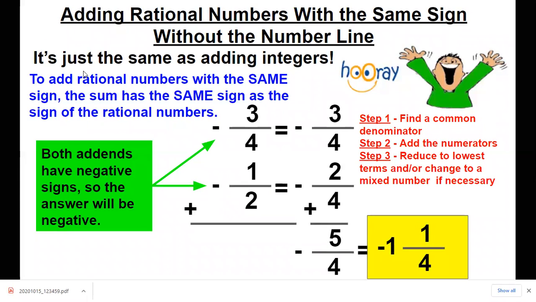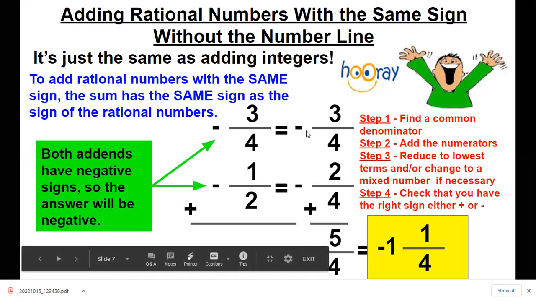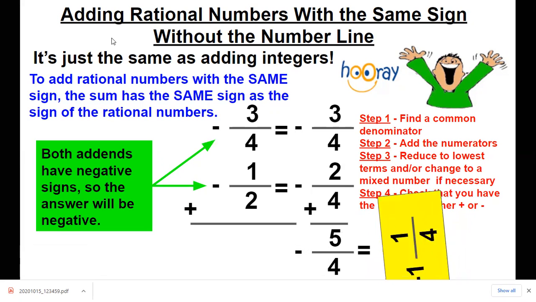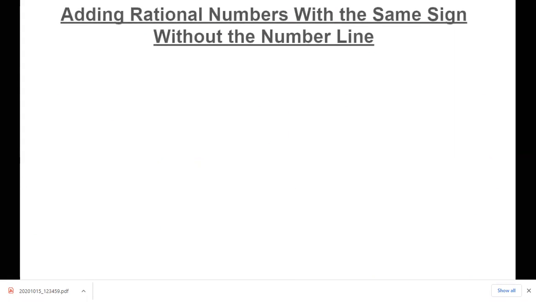Try some more. Oh, check that you have the right sign. So did we check? Are we supposed to have a negative sign? Yes, because both of our numbers that we added originally were negative. So the negative sign is correct. Here's the next one now.